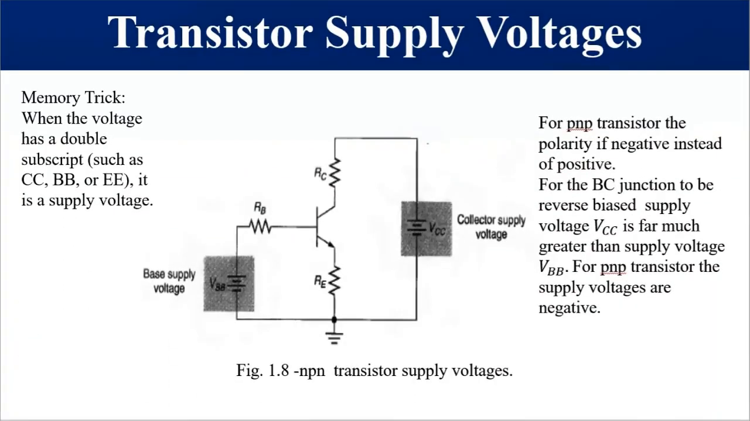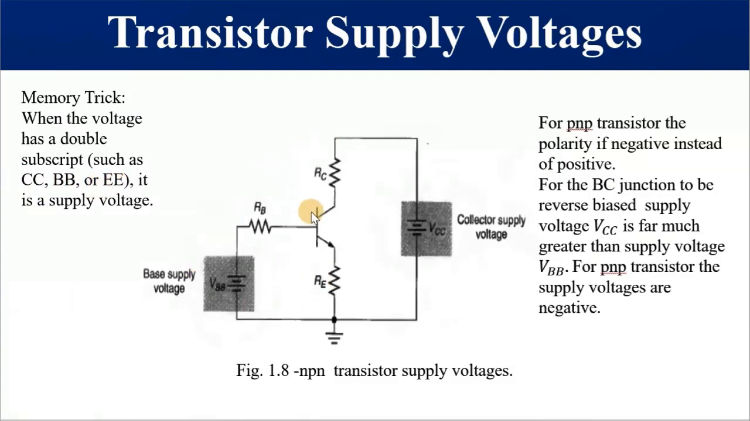A diagram or a picture is worth 1,000 words, as you can see. This is our VCC and this is our VBB. As you can see, this positive terminal is going to forward bias the base-emitter junction, and this negative terminal is going to reverse bias the collector-base junction, and these two are what we call the supply voltages. Please take note, the subscripts are the same, and the voltage can be VCC, VBB, or VEE.